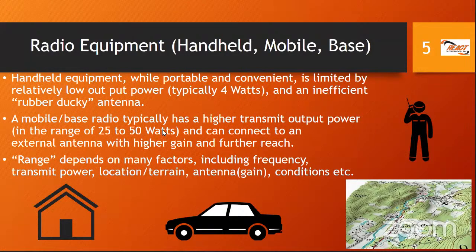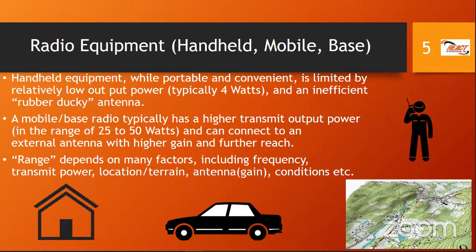So there are mobile and base radios with low output power, but typically you can get ones that go from 25 to 50 watts, even to 80 watts and so on. So you have a higher output power, and that's why your signal can travel further. You also tend to connect a mobile or base radio to an external antenna, such as one on top of the roof of your car, instead of an antenna that's in your hand inside of a car. An antenna that's outside of your car will cause your signal to reach much further, just because it's outside of the car.